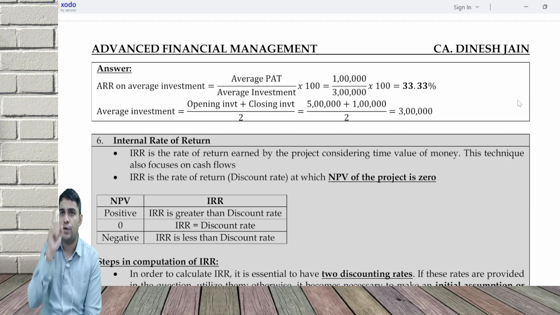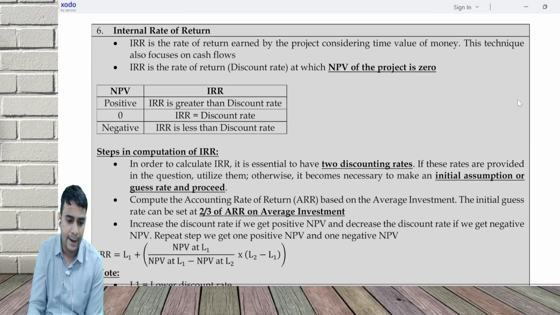There's a shortcut approach when you have one inflow, one outflow. Future value is equal to present value into 1 plus R the whole power N.